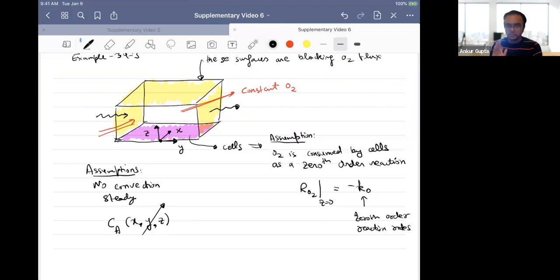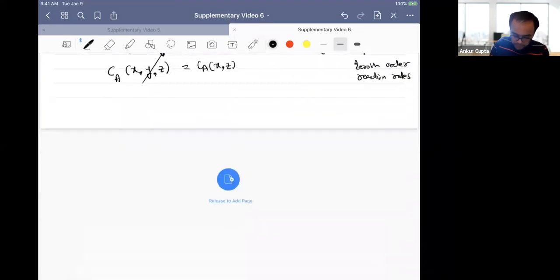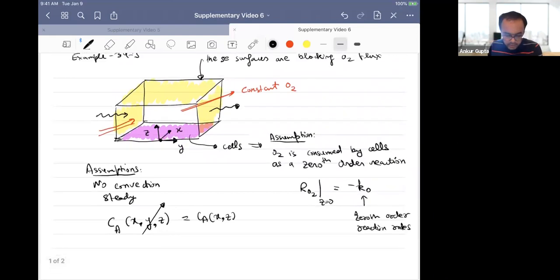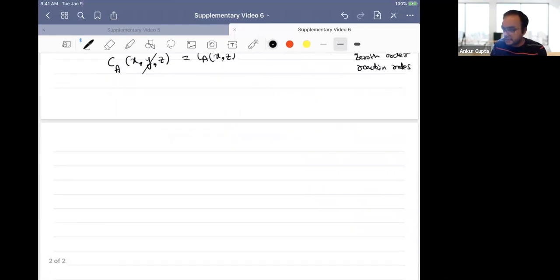Okay. So if you accept that, that means CA becomes a function of x, z. What I can simply do is sketch this system and remove the y plane, so I can look at this on the XZ plane. So let's do that. X is this direction and z is the direction above. Let's look at the XZ plane.